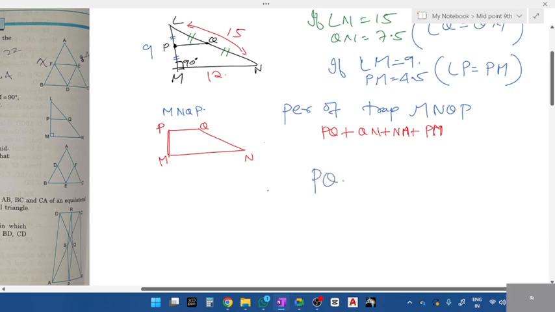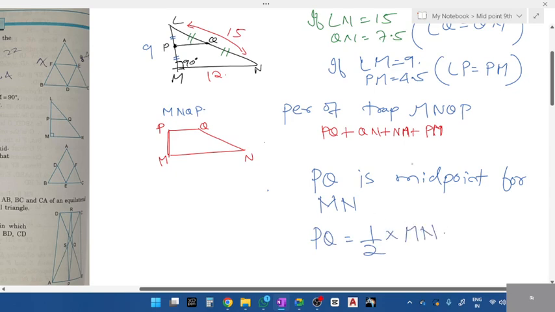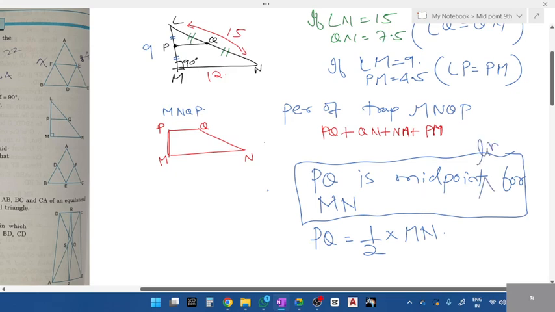Okay, PQ is midpoint for which line? PQ is the midpoint for MN. Write this statement. Then what's the formula you have to write? PQ is equal to half of MN. That's it. So mention this, students. Mention this line: PQ is midpoint for MN. PQ is the midpoint line. So this is the reason. PQ is the midpoint line for MN. Therefore, PQ is equal to half of MN.